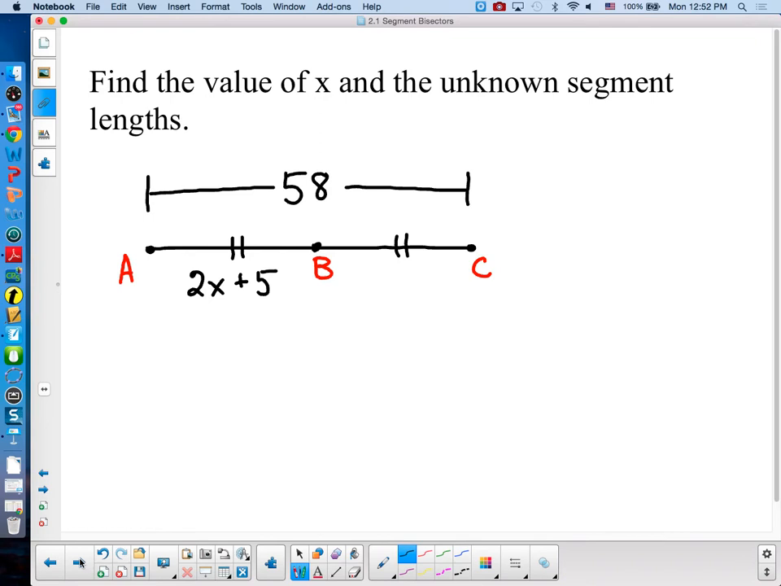I'm looking at the picture. Tell me the segment names. Which segment is 2x plus 5? Segment is 58. Are those equal? Is the same segment? What you wrote here is not true. Let's see, it's the question I just did. 2x plus 5, what segment is that? 58. What segment is that? Are they equal?